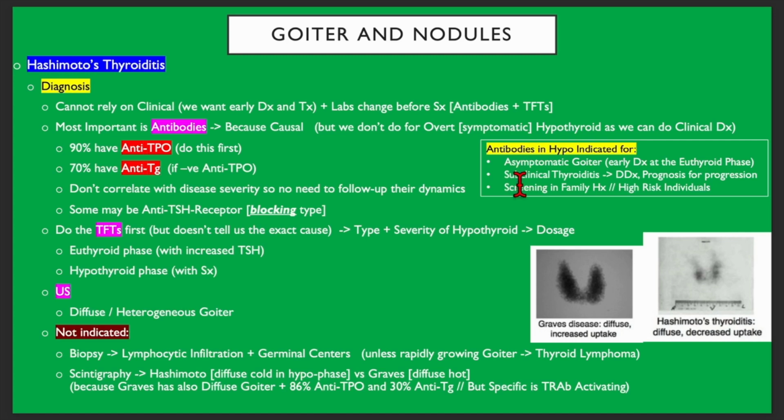And here we have when the antibodies in hypothyroidism are indicated. Asymptomatic goiter, where we're trying to make an early diagnosis in the thyroid phase. The thyroiditis, we said, the subclinical thyroiditis, and screening in family history or high-risk individuals, so as a part of screening.